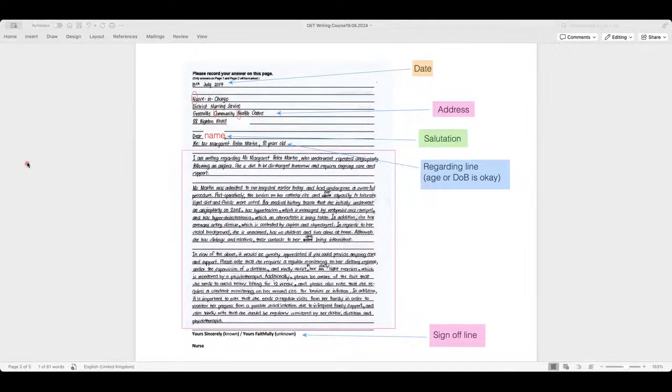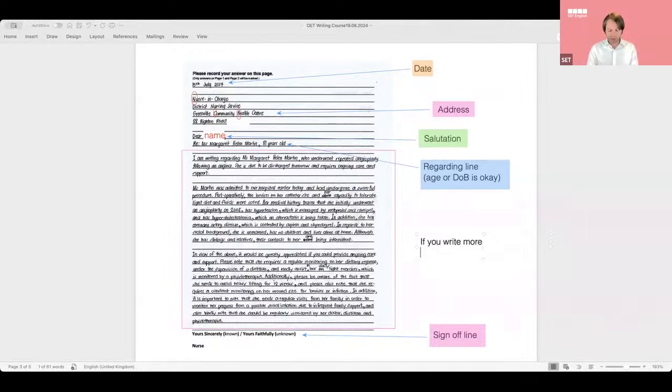Now, does it matter if you go over the word count? If you write more than the 200 word count, the answer is actually no. They're not going to penalize you for writing 5 extra words, which is very interesting.